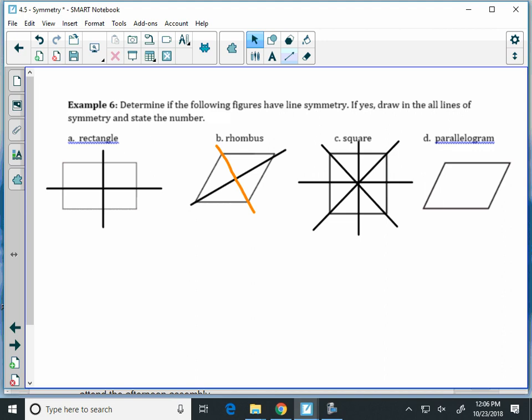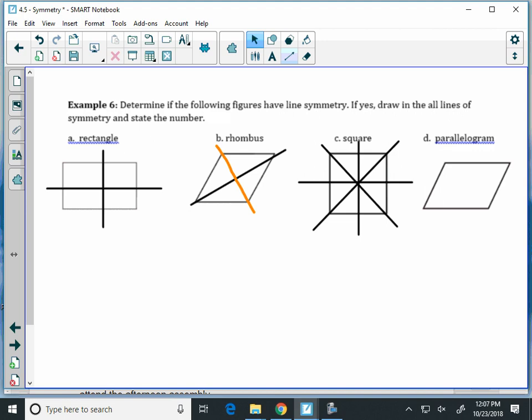All of them work. Because what did we say special about a square? What do we know about all the sides of a square? They're going to match up. All the sides and all the angles are the same. Questions over that? Again, a square, all the sides and angles are the same. It has 4 sides, so it's going to have 4 lines of symmetry.